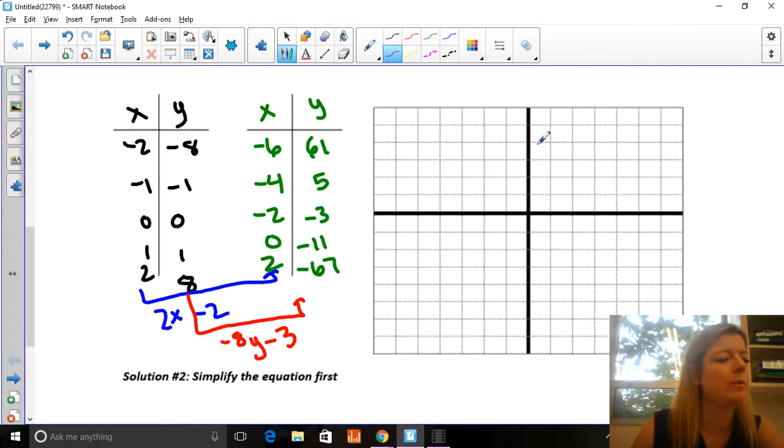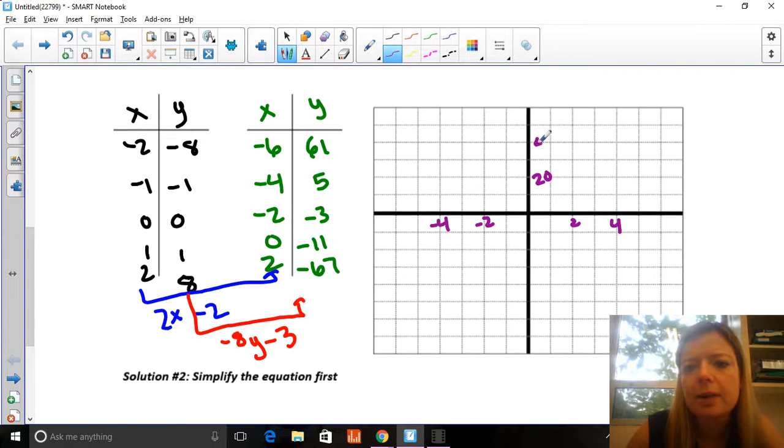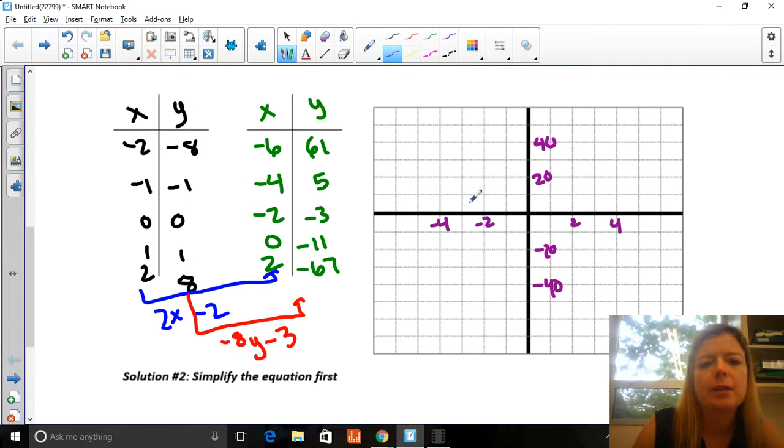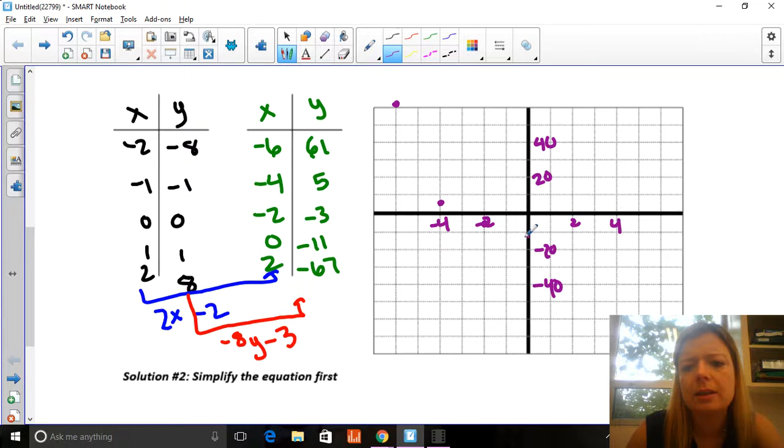Okay, so when we go to graph it, we just need to plot these points. So we increase by 1 on the x-axis, so I'll just label 2, 4, minus 2, minus 4, and we'll increase by tens. So I'll go 20, 40, minus 20, minus 40. Okay, so we plot the point minus 6, 61, so right up here. Minus 4, comma 5 would be right there. Negative 2, negative 3, so right there. 0, negative 11. And 2, minus 67.